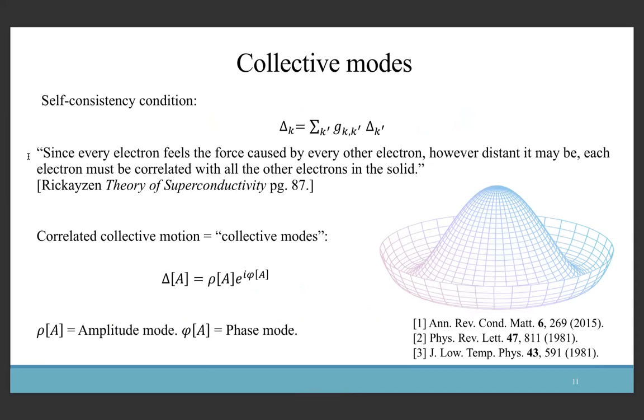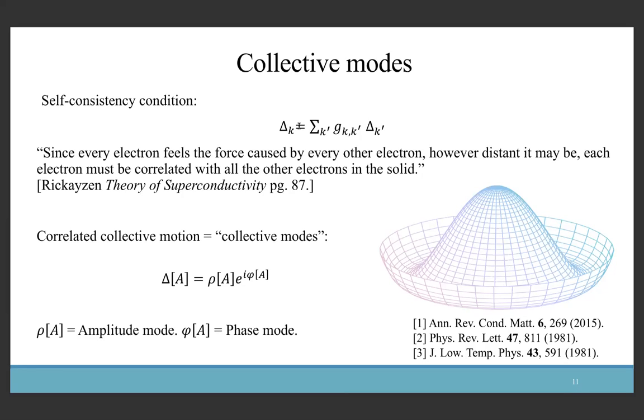Since every electron feels the force caused by every other electron, however distant it may be, each electron must be correlated with all the other electrons in the solid. And what this means is that there's a correlated collective motion in the system, and that's what we mean when we talk about collective modes in a superconductor or a superfluid. And so we can understand this as follows. So here the order parameter is self-consistently defined in terms of this gap equation.